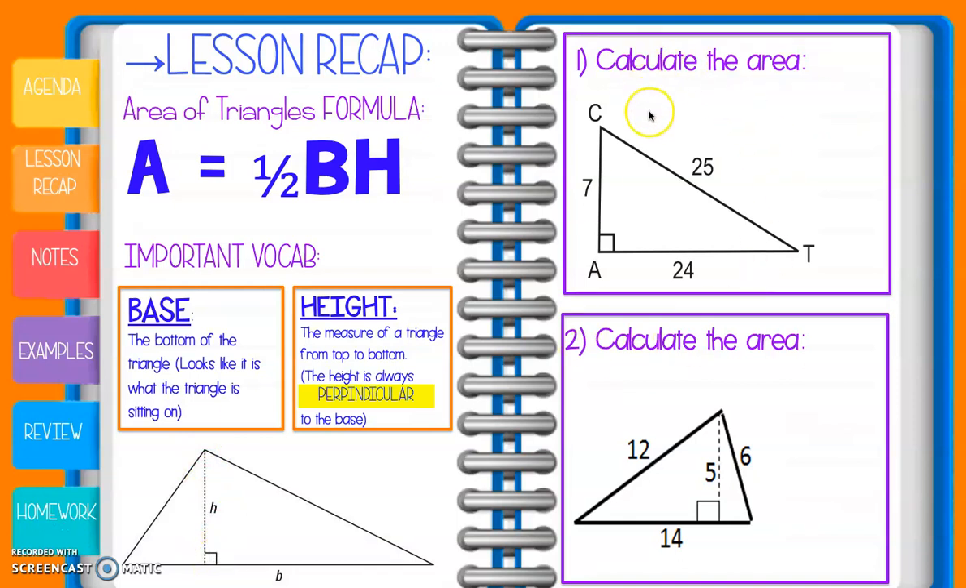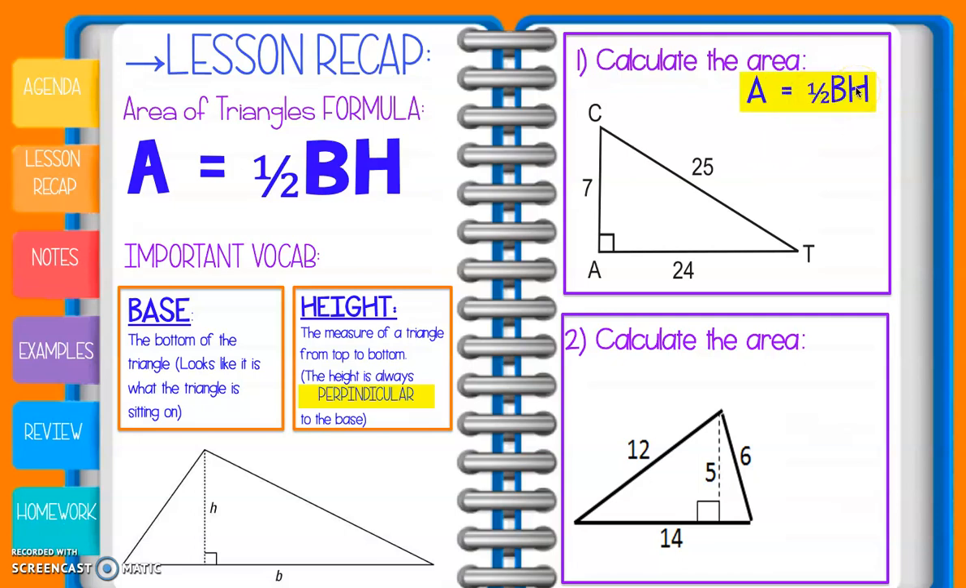So let's take a look at number 1. It says calculate the area. Now, we know that this is a right triangle because we've got our little perpendicular box here in the corner. So the first thing I'm going to do, since I have a triangle, is I'm going to write the area formula. So we have area equals 1/2 of the base times the height.